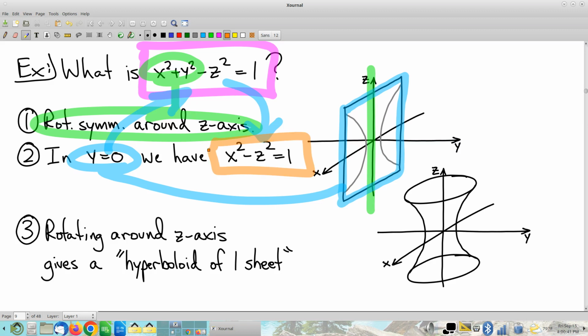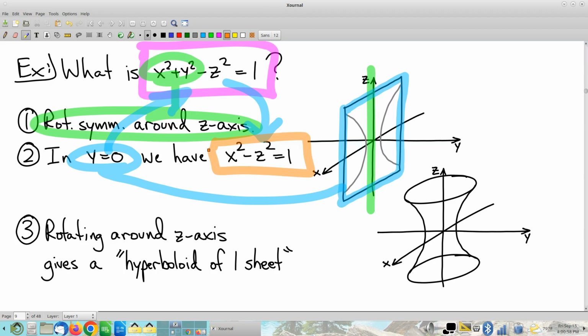X squared minus z squared equals 1. And flashbacks to high school algebra, does everybody remember their hyperbolas? Does everybody remember that there exists a thing called hyperbolas? You might be a little rusty on the details there. You're going to have to dust off whatever memory you have of hyperbolas.